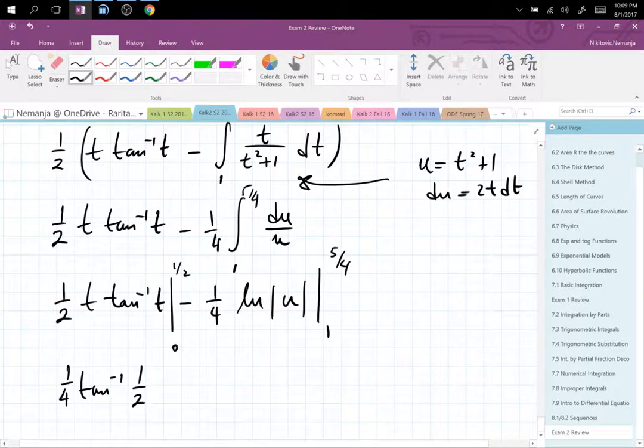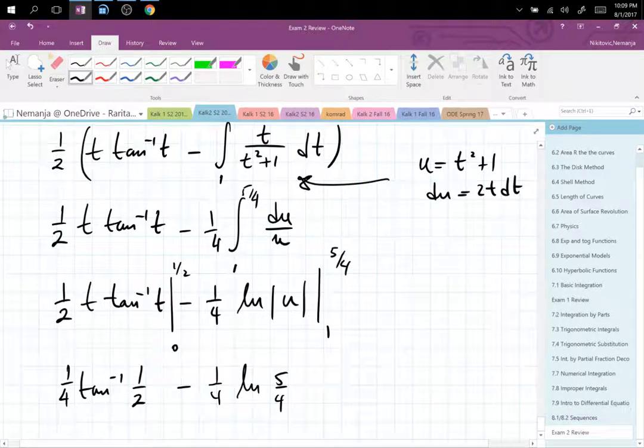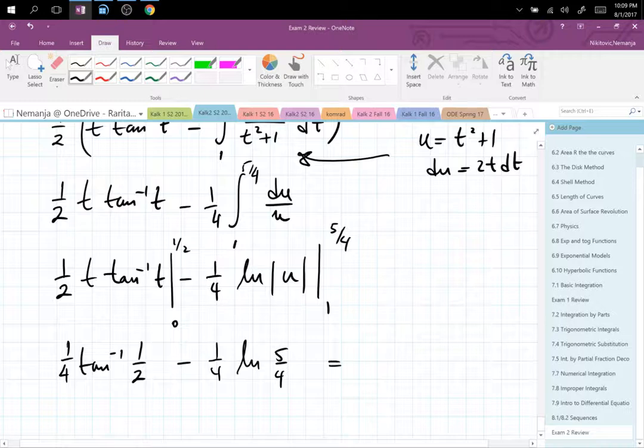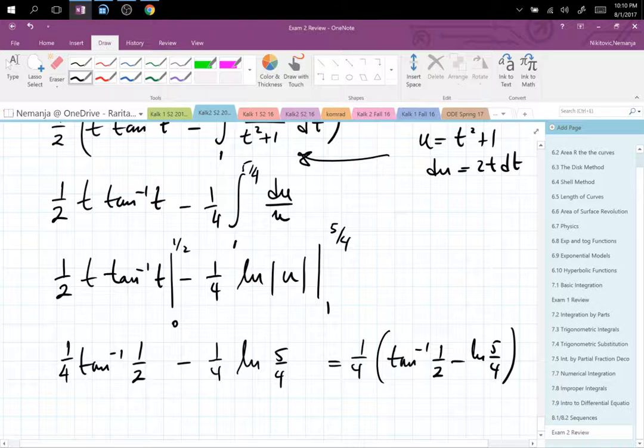And then the 0 will give me 0, so that dies. Minus 1/4 ln of 5/4, and then ln of 1 is 0, so we don't need to do anything there. You could factor 1/4 out if that will make you happy, but we can't do much with this. So that will be the answer.